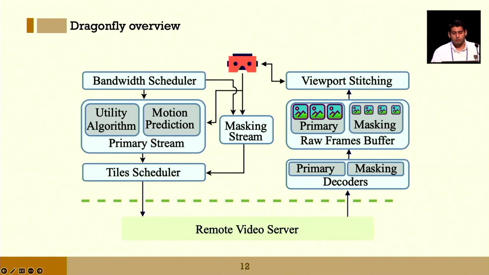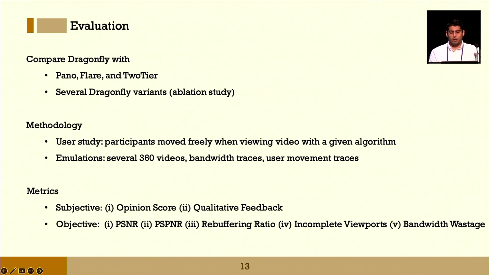We also look into another factor, which is the sensitivity of a tile to quality distortion. Here's a quick overview of the Dragonfly design. You can see the primary stream, where we do most of the proactive skipping to enable an interactive high-quality experience. Also, we transmit a masking stream, which is mainly just low quality, to mask the missing tiles from the primary stream and further improve the user experience.